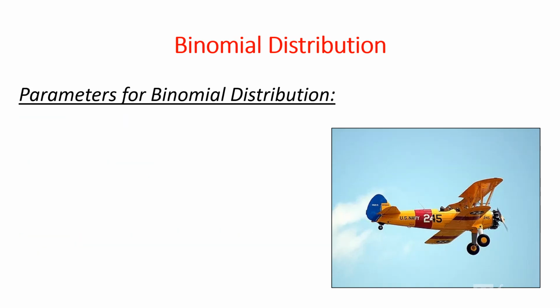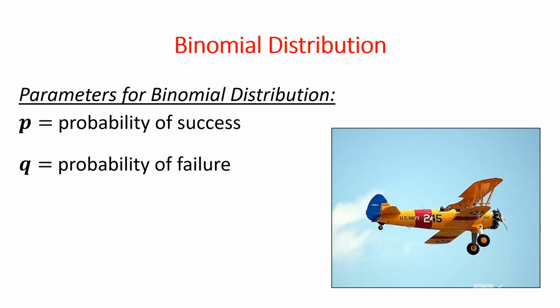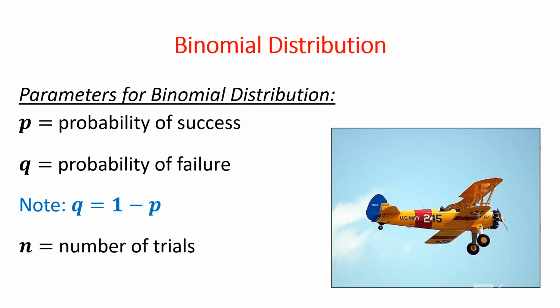Here are the parameters for binomial distribution. P is the probability of success. Q is the probability of failure. And note Q is just 1 minus P because P plus Q add up to 1. And N is the number of trials.